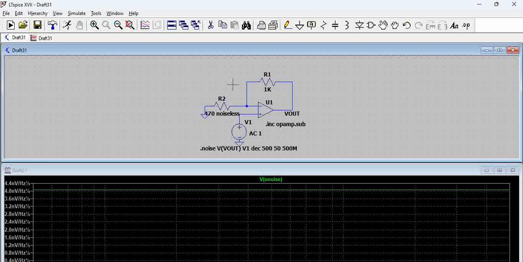So this is how we add a noiseless resistor to a given circuit such that the noise contribution from that particular component is not considered in the simulation.